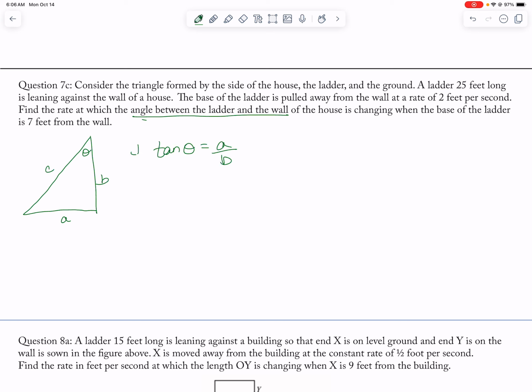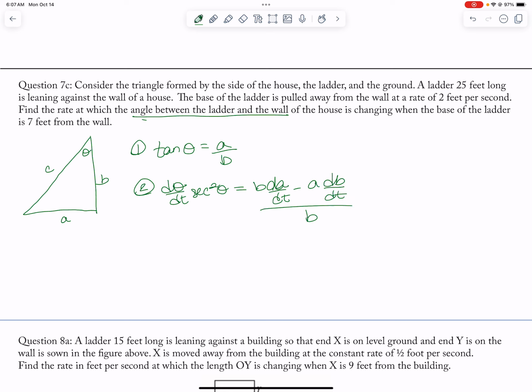And then my d theta dt times secant squared theta is equal to, quotient rule, so B dA dt minus A dB dt all over B squared. Okay, and we're solving for this. We know this by looking at the triangle because I have secant of theta would be C over B. So whatever those values are, you can plug those in. So the next thing would be to plug in.